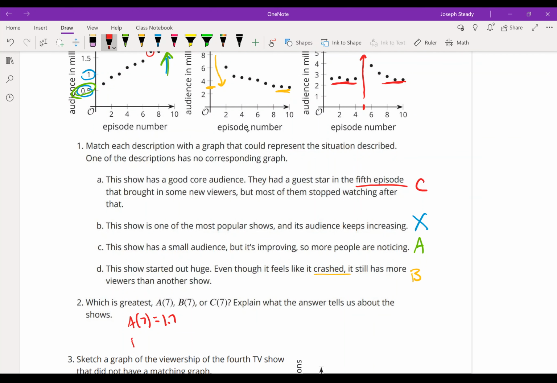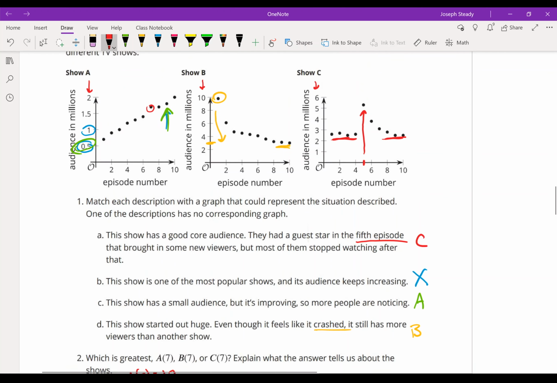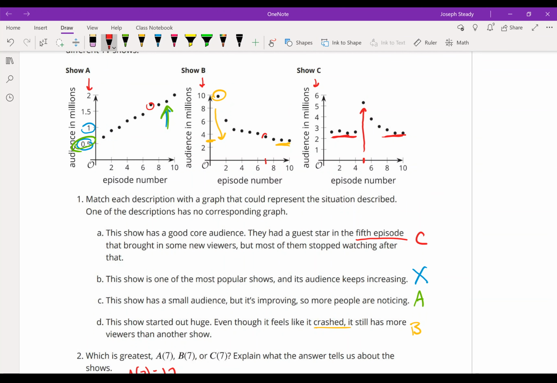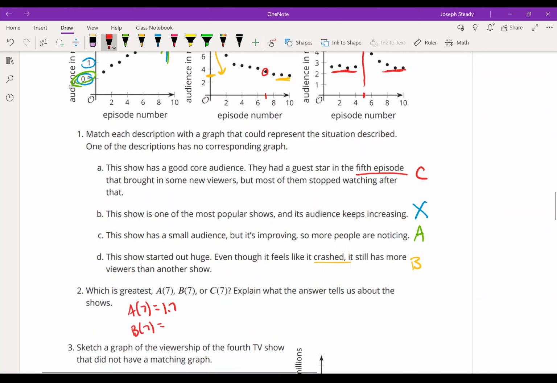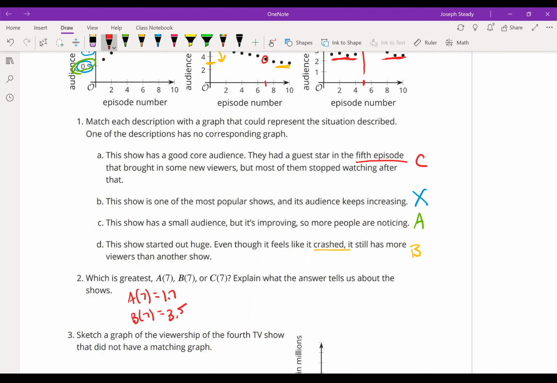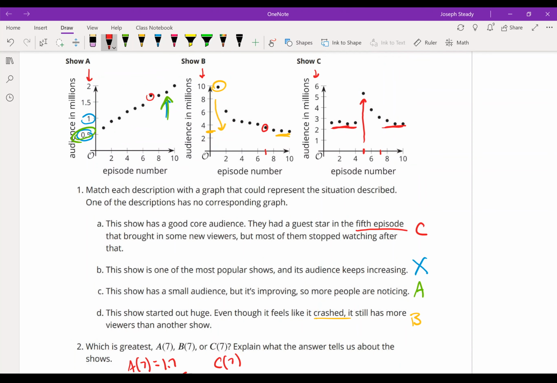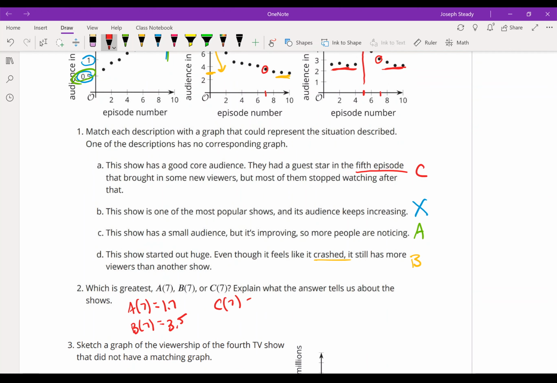B of 7 looks like it is about 3.5 million. And C of 7 looks like it is about 3 million. So it looks like show B has the biggest audience on episode 7, right? And that's exactly what B of 7 being the biggest tells us. That is the biggest audience on that episode.